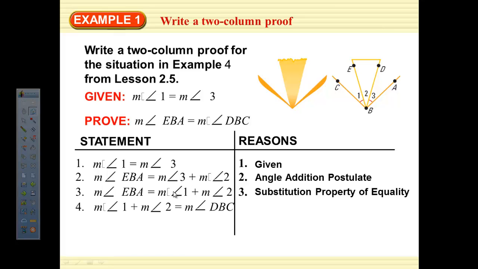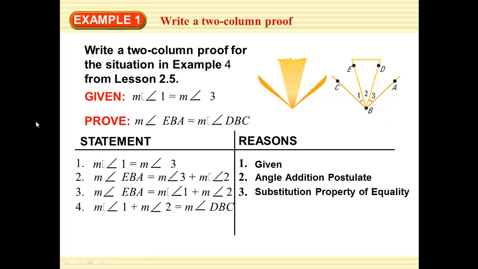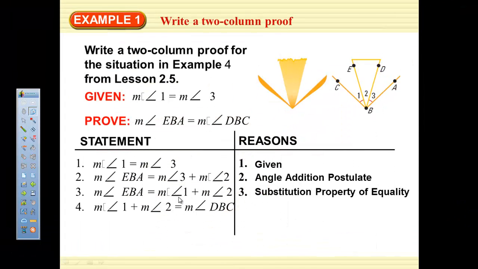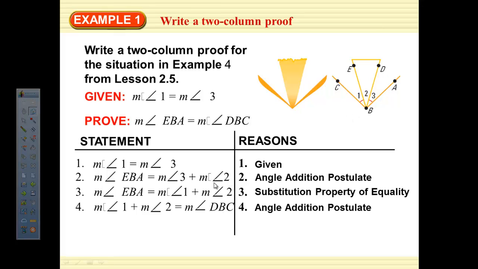Our next step, we can state that DBC, which is this angle right here, is made up of 1 and 2 as well. So if you look carefully, we have EBA is equal to 1 and 2, and angles 1 and 2 are equal to DBC. Our reason for angles 1 and 2 being equal to DBC, again, we have two small angles equaling a big angle, so that's the angle addition postulate.